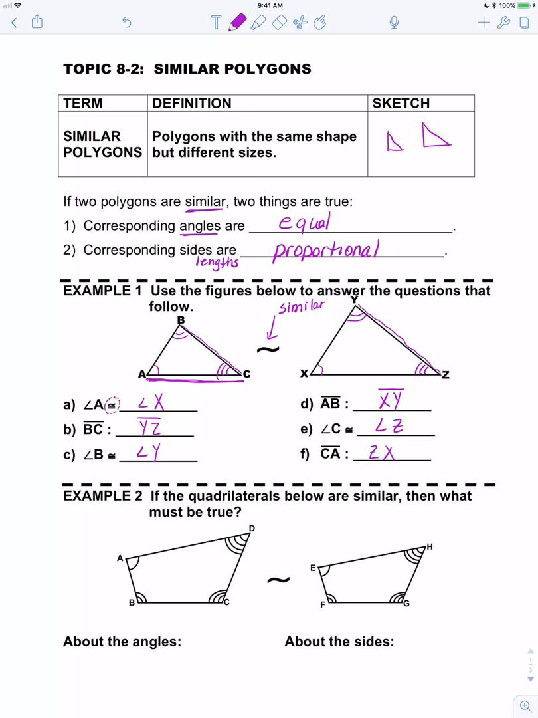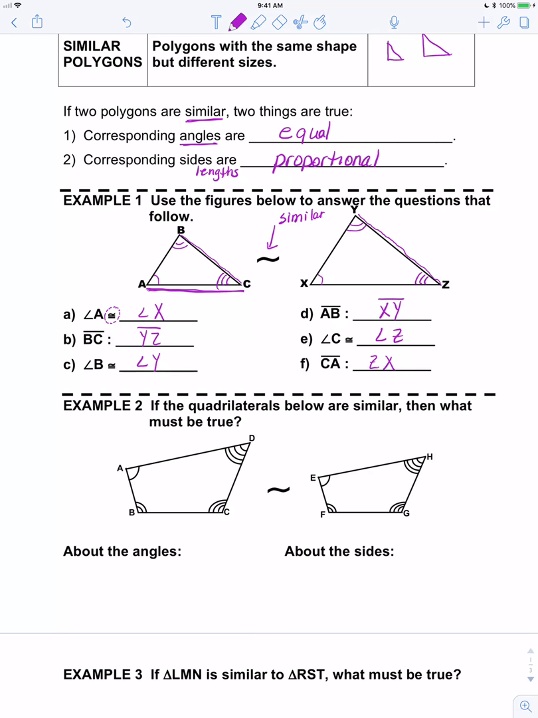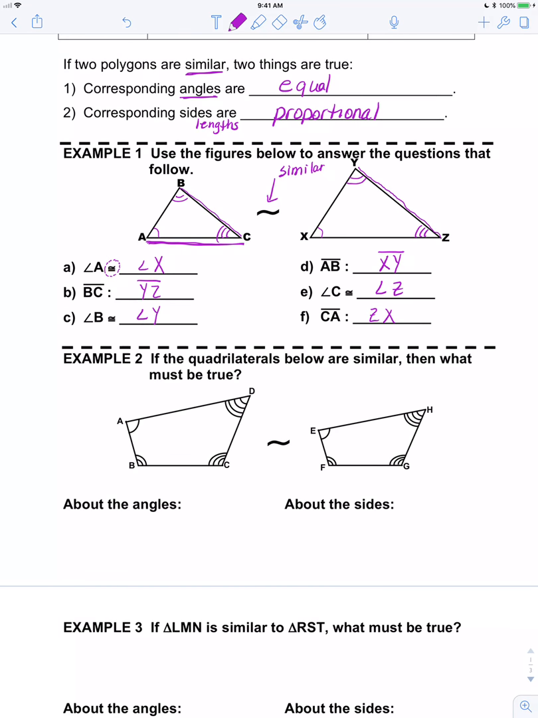Okay, so in the second example, if the quadrilaterals below are similar, then what must be true about their angles? Well, we know the angles all have to be equal to each other. And when we do that, we could say here angle A would be congruent to, and if it's got one line here, you're looking for the one that's got one line over here, which is on the other quadrilateral. It's going to be angle E. Then you look for the one that has two, so that's B.